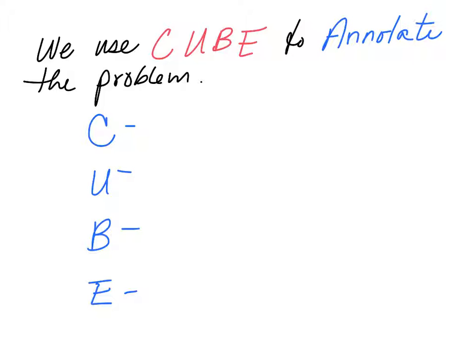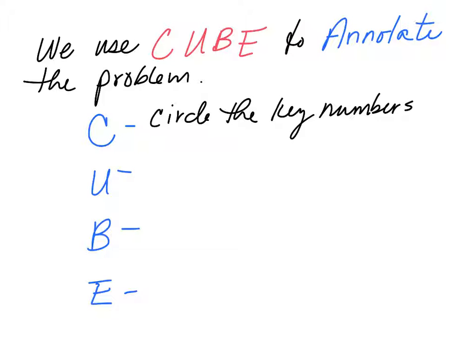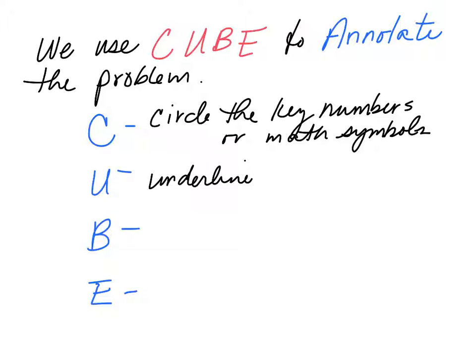CUBE involves first circling the key numbers or math symbols. After you circle the key numbers or math symbols, then you begin to underline the exact question that is being asked.